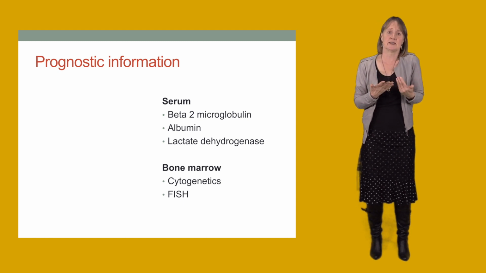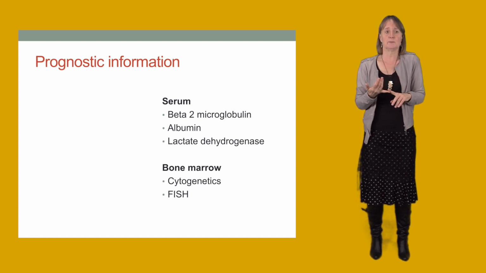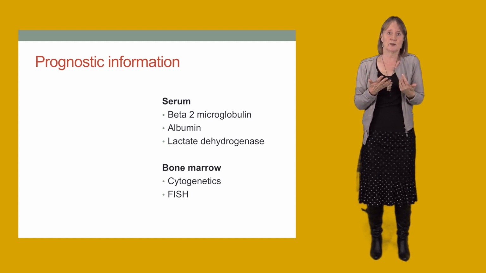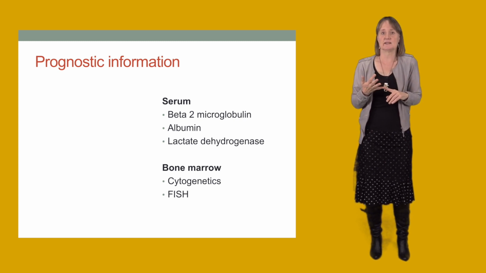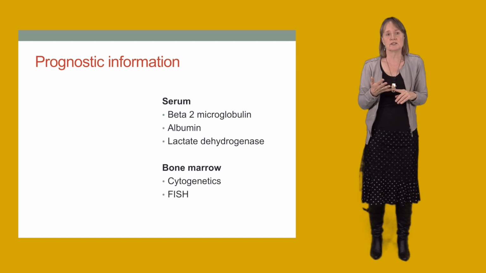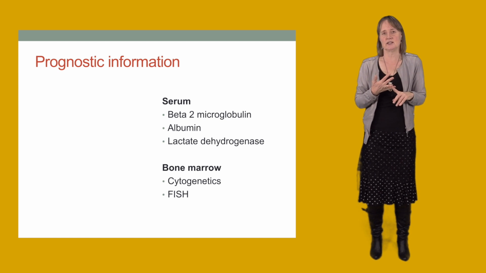So the serum factors that are helpful are the beta-2 microglobulin, which I think I've said before is the HLA class 1 protein that is shed by many tumour cells. A low albumin is a reflection of a poor prognosis, and a high LDH, lactate dehydrogenase, presumably also released by tumour cells, is a poor prognostic sign.